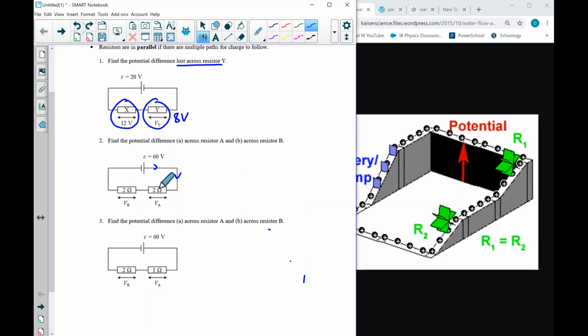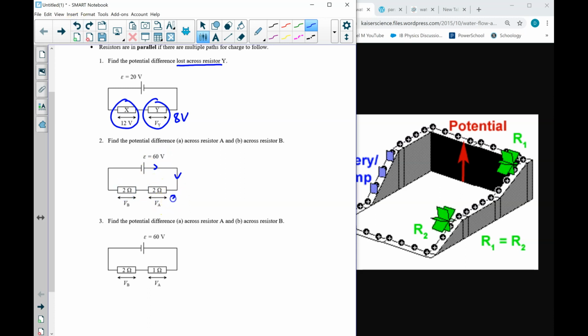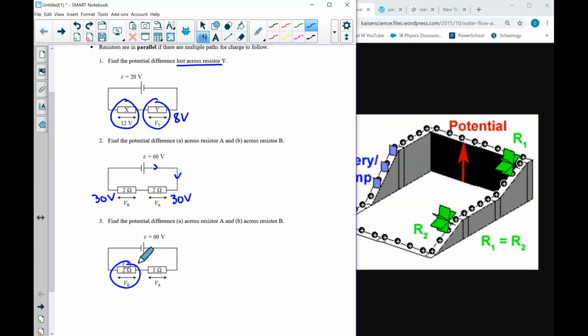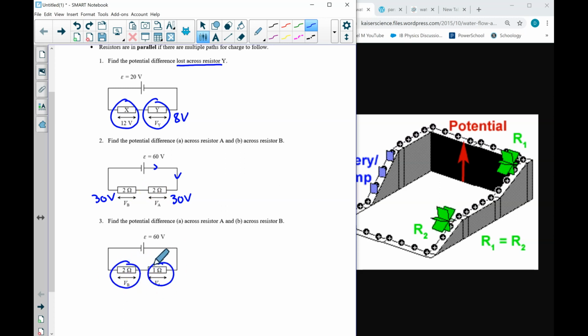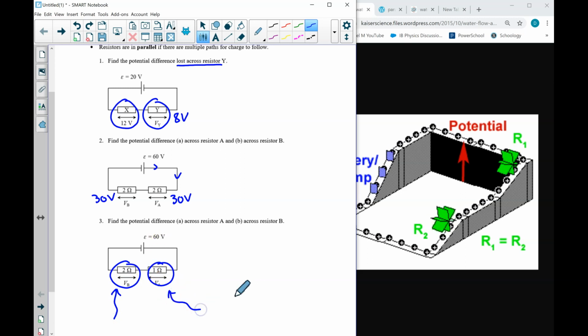Well, these have the same resistance value, 2 ohms for each. And if it's equally hard to get through this one as it is to get through this one, then the same amount of energy is lost getting through both. So we're going to have that 60 volts split evenly if the resistance is equal. What if this is twice the resistance as this? Well, this gets 2 parts of the 60, and that gets 1 part.